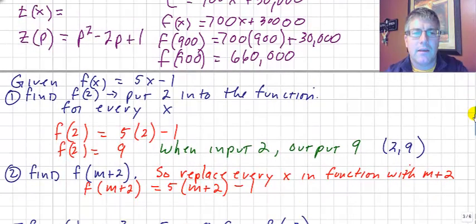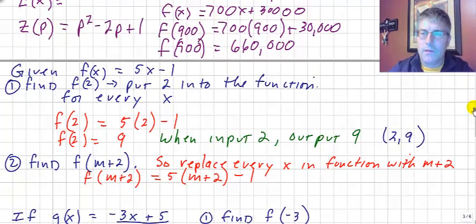So let's take a look at some functions. If we're given the function f of x equals 5x minus 1, and the instructions are to find f of 2, that means put 2 into everywhere there's an x in that particular function. So f of 2 would equal 5 times 2 minus 1, because our function is the 5x minus 1 function. And 5 times 2 is 10, minus 1 is 9, so f of 2 is 9. So when we input 2 into this function, we output 9.